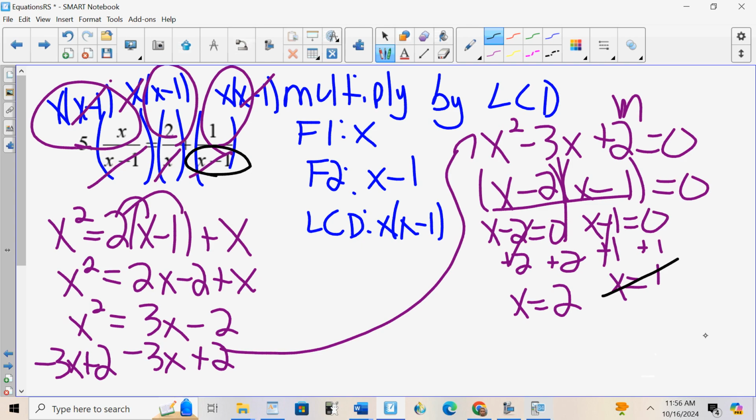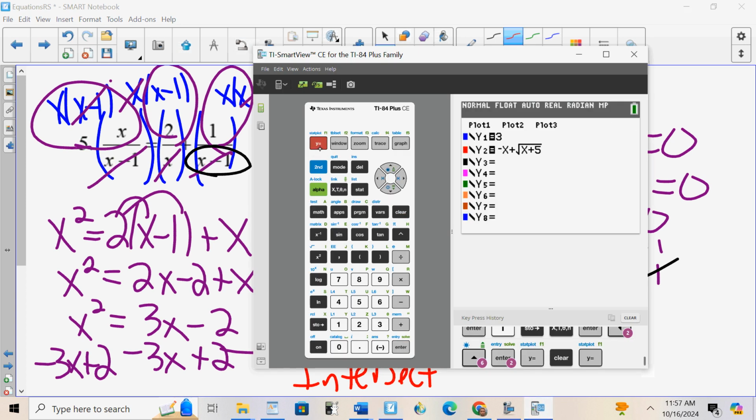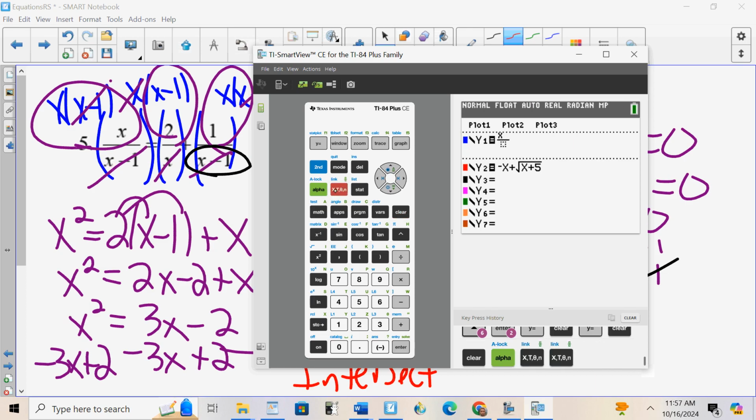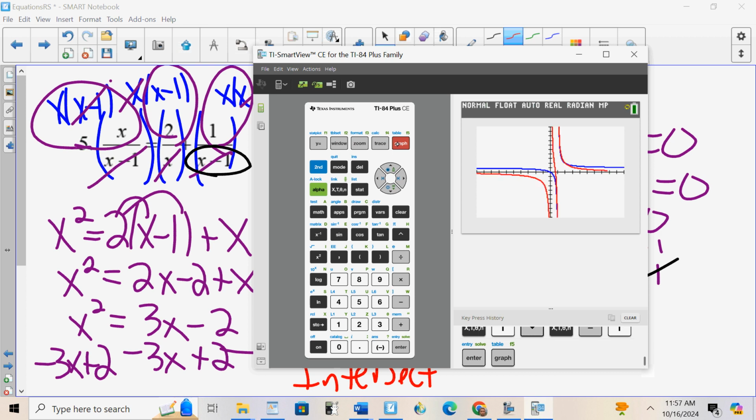Now, if you can't do the algebra, again, not ideal, but y1, y2 intersect. Y equals left-hand side, alpha x, x over x minus 1. Right-hand side, 2 over x plus 1 over x minus 1. Graph. You're looking for the blue hits the red.